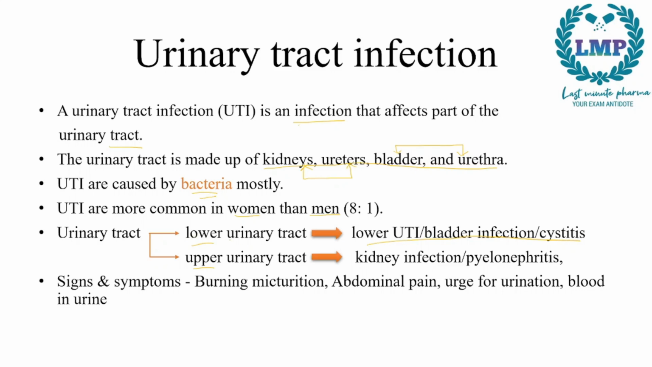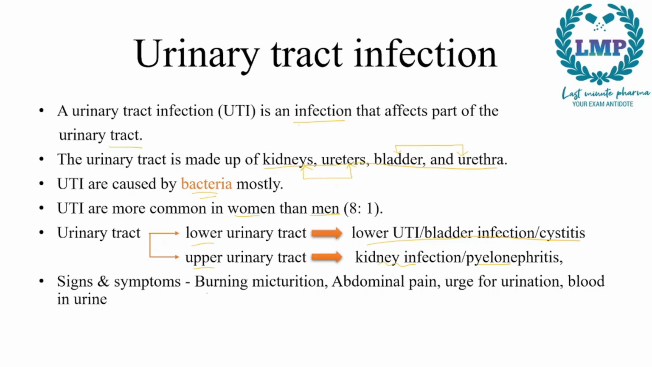Now since we said the lower urinary tract consists of the bladder and the urethra, we will call it a lower urinary tract infection or a bladder infection or just simple cystitis. Now if there is an upper urinary tract infection, we can call it a kidney infection or a pyelonephritis. Kidney infection because the kidney and the ureters are affected, so kidney infection or pyelonephritis.